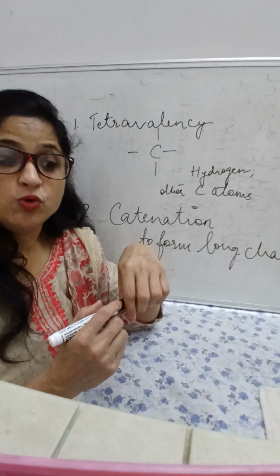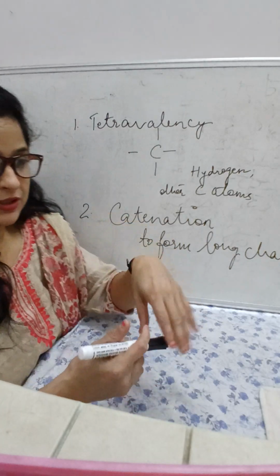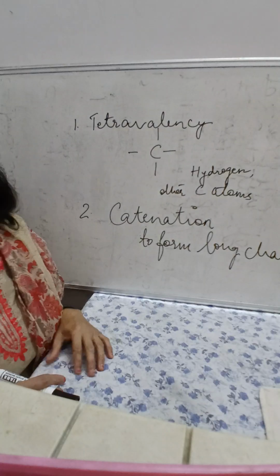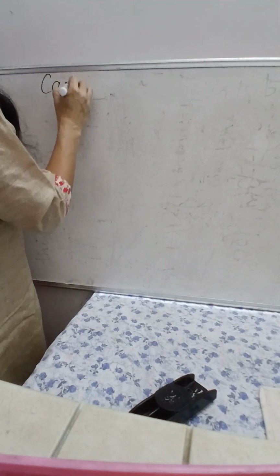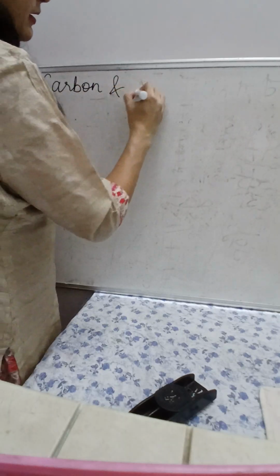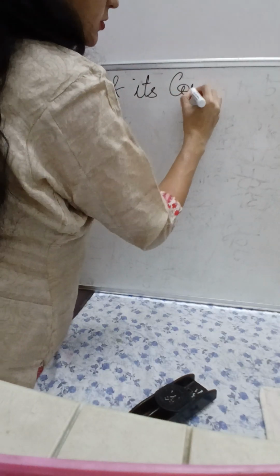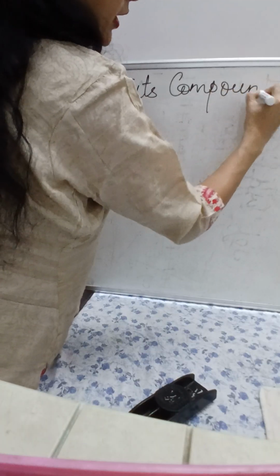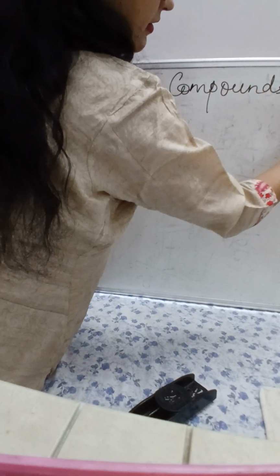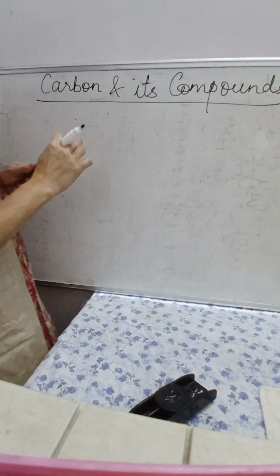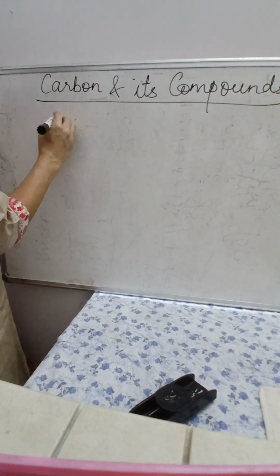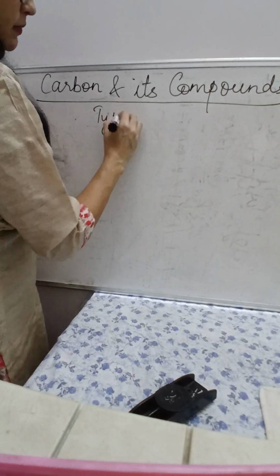Now I will explain what the types of hydrocarbons are. Just stay connected. So now I am going to explain the different types. This is carbon and its compounds, a grade 10 topic. Now, as I told you, there are types of hydrocarbons.